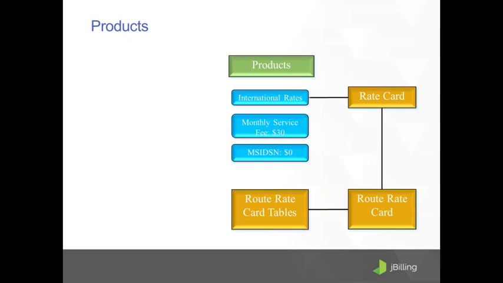There are different pricing models that can be assigned to our products to define rates in the system without having to create tens of thousands of products to define those different rates. What jBilling has is route rate cards and route rate card tables. This is getting a little complex for where we are currently in this presentation, so I'm just going to leave it at that for now.